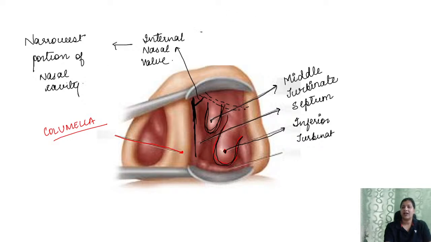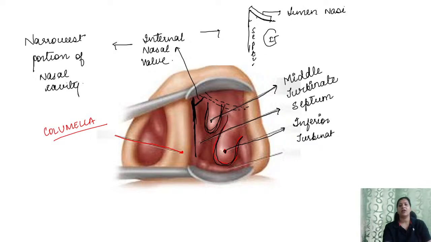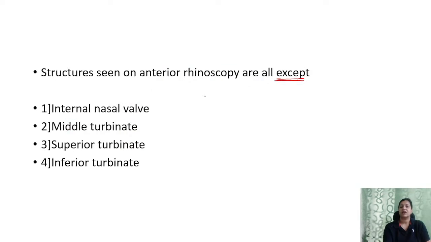So internal nasal valve is bounded medially by the septum, superiorly by the lower border of upper lateral cartilage, which is also called limen nasi, and inferiorly by the head of inferior turbinate. So can you see that also on anterior rhinoscopy? Yes, you can visualize internal nasal valve on anterior rhinoscopy. So the structures seen are internal nasal valve, middle turbinate and inferior turbinate. Superior turbinate cannot be seen on anterior rhinoscopy. Clear? Everyone is understanding this?